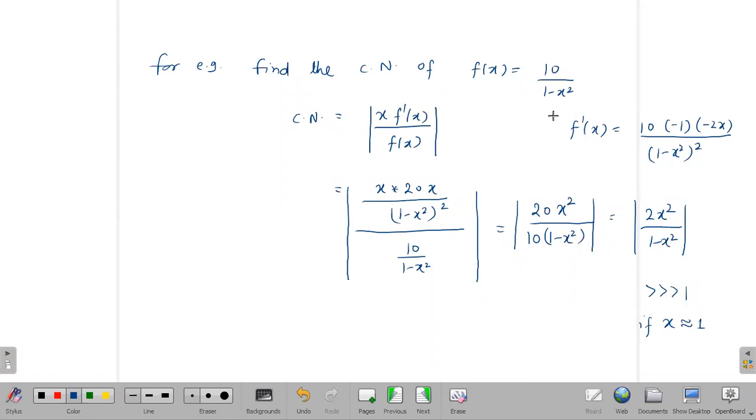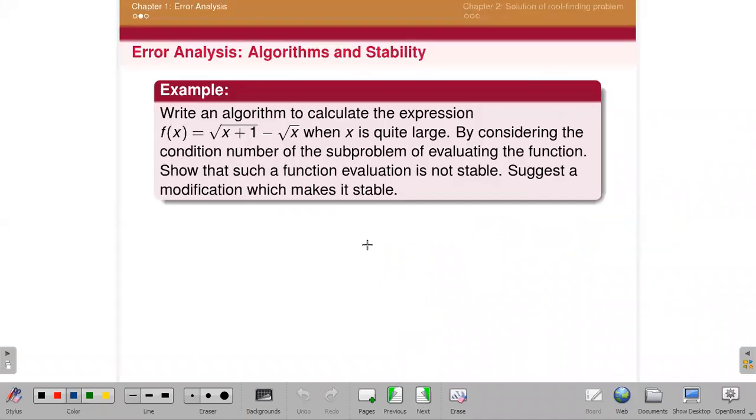So this way you can find any condition number by using this formula. So let us move on to one question: how to check the stability and instability of an algorithm that is associated with any problem. Let us take one example.